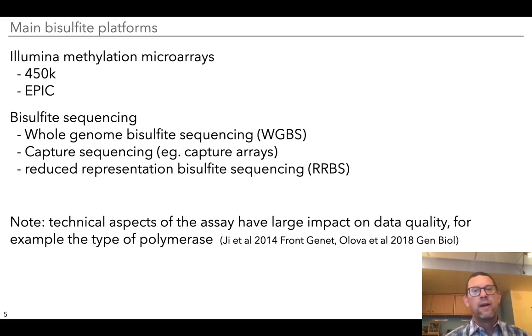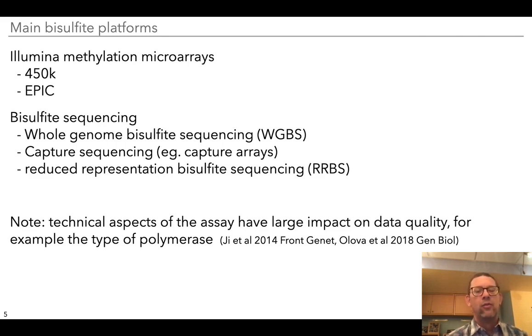The main bisulfite platforms available today are the Illumina methylation microarrays. Historically, we had the 450K array, and currently there's the EPIC array. And then there's bisulfite sequencing, which can be whole genome bisulfite sequencing, which is the most expensive and most comprehensive way of measuring DNA methylation, at least in terms of the number of CpGs.